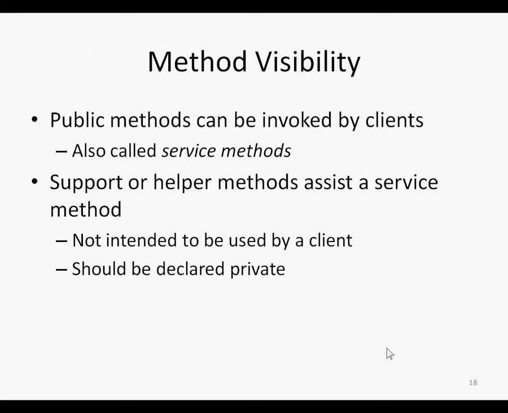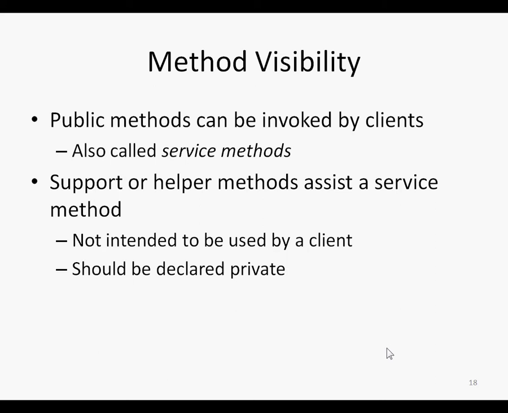Now, when we think about method visibility, a public method is sometimes called a service method, and that's really the methods that you want other classes invoking on your object. So that's kind of why you're writing your class, right? Because you want other classes to be able to use it. So you want to make those methods that it supports public.